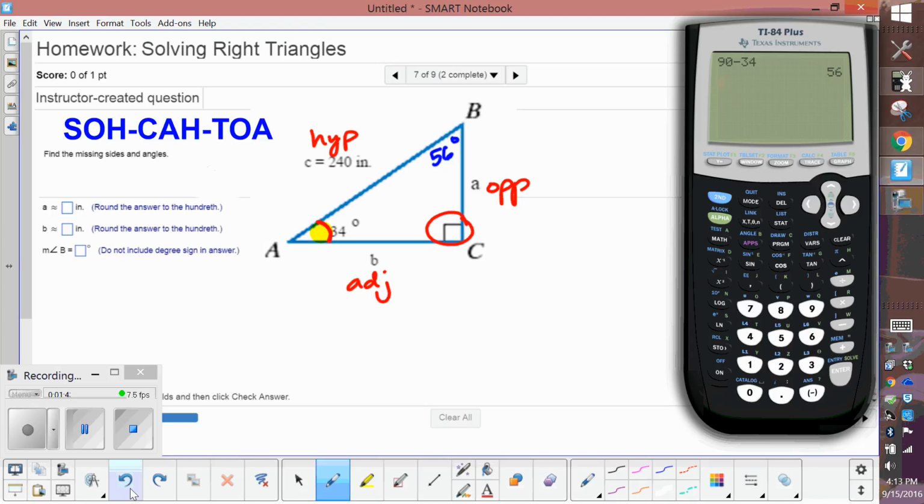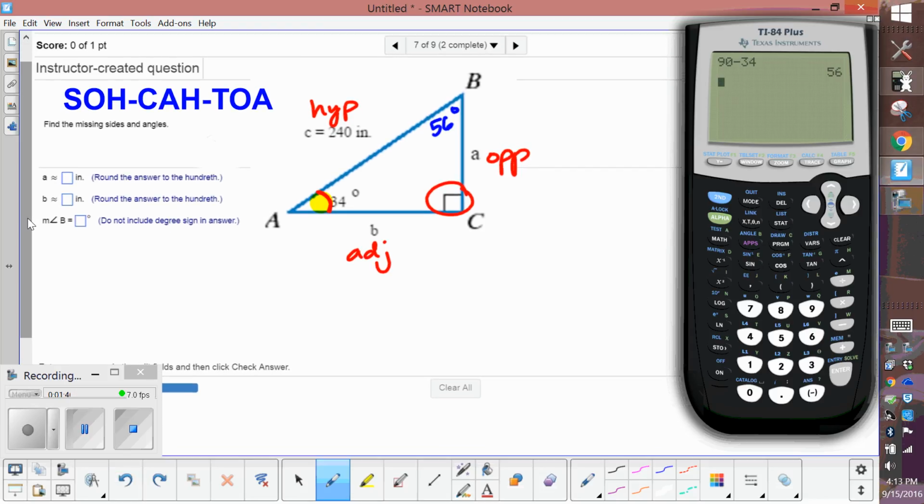All right, it doesn't matter which one we find first. I'm going to find A first. From my reference angle, I'm looking for the opposite, and I know the hypotenuse. Looking up at my acronym SOHCAHTOA, the only one that deals with opposite and hypotenuse is the SOH portion, and the S stands for sine. So my problem will be sine of 34 degrees equals opposite over hypotenuse, A over 240.